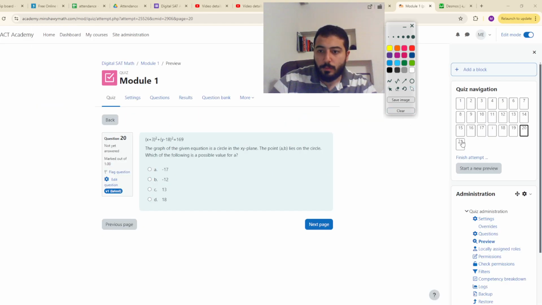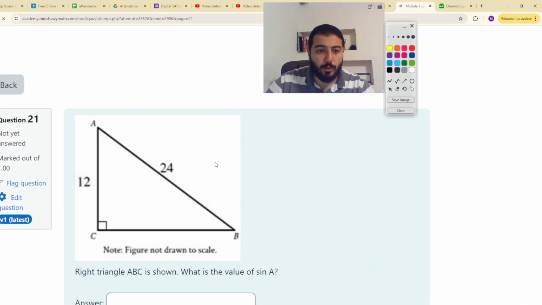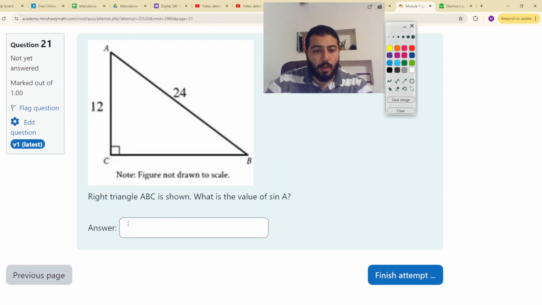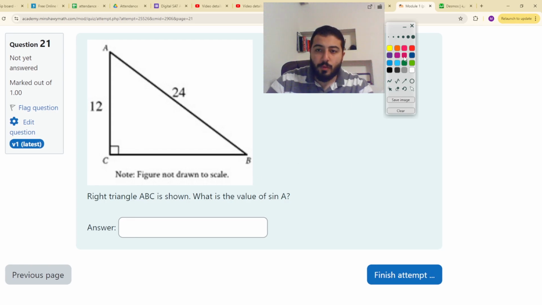Question 21, the last question in module 1. Right triangle ABC is shown. What is the value of sine A? Sine A is the opposite over the hypotenuse. So we should know first the value of the opposite. That is 12, and this is 24, which is 12 times 2.